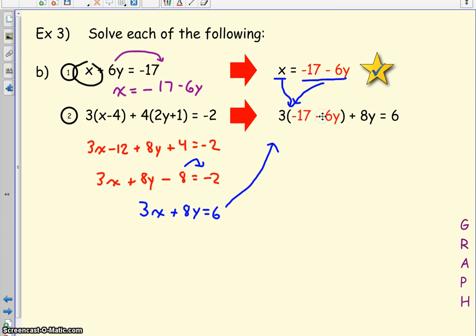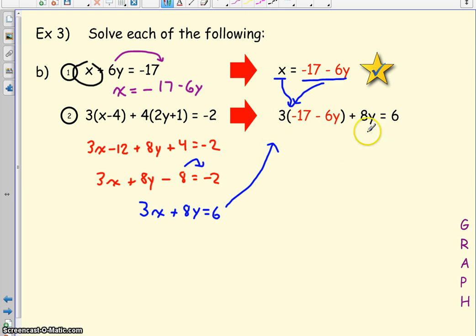Once we do that, you can see that the x gets replaced with negative 17 minus 6y, and then we can start solving the rest of the equation because now there's only one variable, in this case, y. Okay, so let's go through the algebra here.